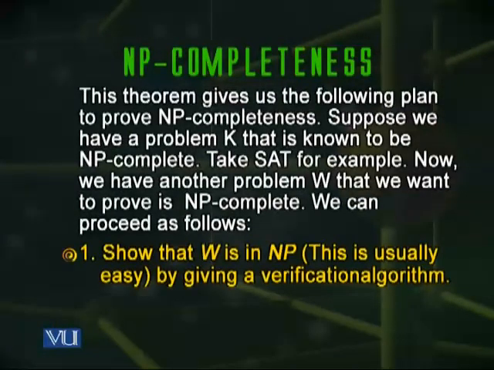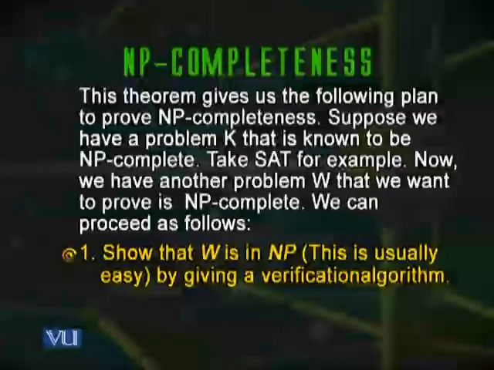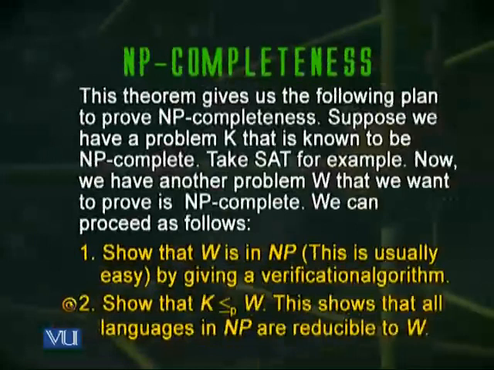We can show that W is in NP. This is typically easy. We show that W is in NP by giving a verification algorithm for W, and typically this is the easy part of NP-completeness proofs. The second thing we do is we show that K is polynomial time reducible to W. This shows indirectly, through transitivity of the polynomial time reducibility relation, that all languages in NP are reducible to W.